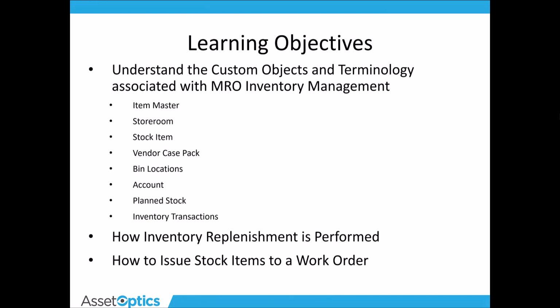The first bullet, custom objects and terminology, is a very broad category. With the exception of account, most of the objects that we'll be looking at today are custom objects that are part of the managed package. We'll also be looking at the options for how to replenish inventory and how inventory replenishment is calculated on the stock item record. We'll also look at the several ways that you can issue stock items to a work order, most notably the stock issue request.